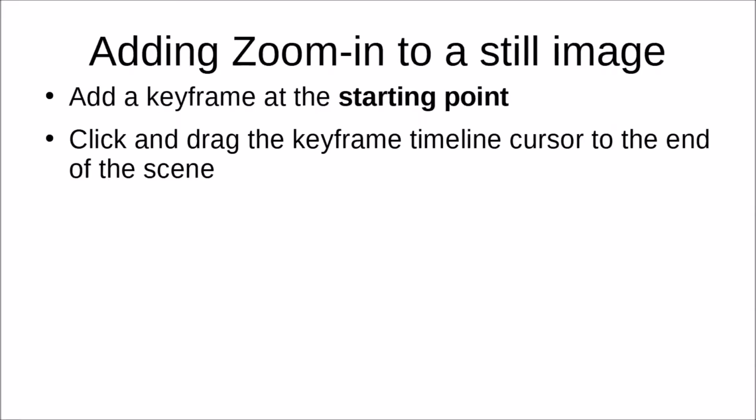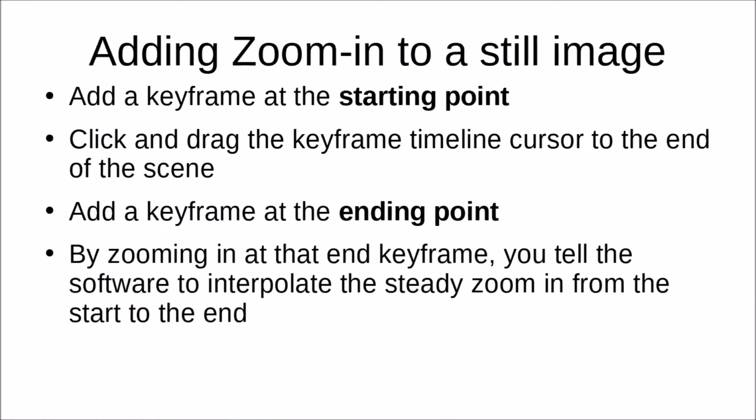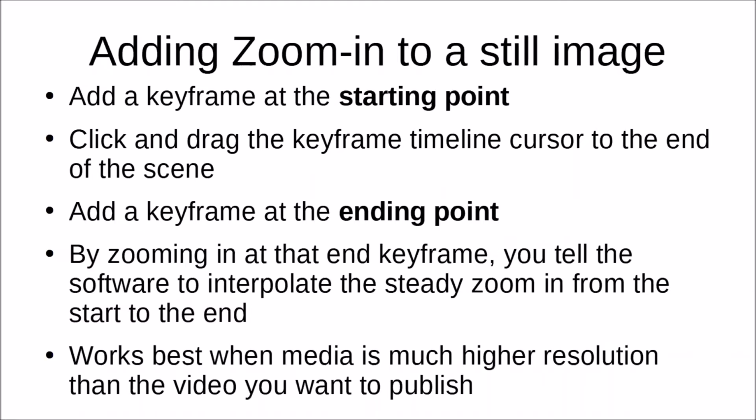Now, how do we create that effect? We add a keyframe at the starting point, and we take the keyframe timeline cursor to the very end of the scene. We add a keyframe at the ending point. And what we're going to do is tell the editor that we want the image to be magnified at the end. And I'll show you how to do that.